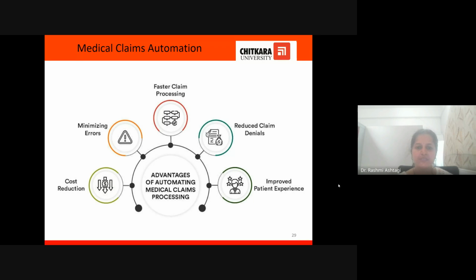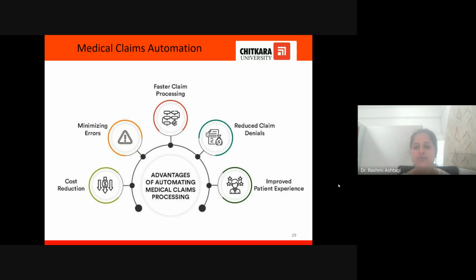So this will help us. Gen AI will help us with medical claim automation also, with minimum error and faster claim processing, and reduce claim denial. Many times queries will come when we raise the claim, and every time we have to answer those queries. Then they will process it.